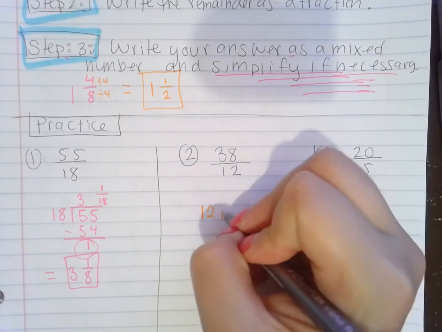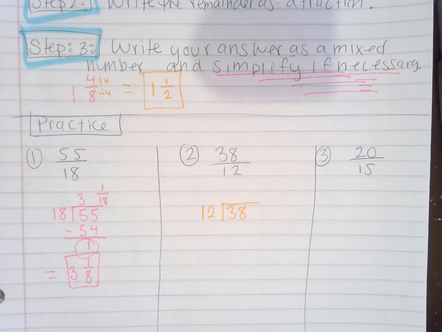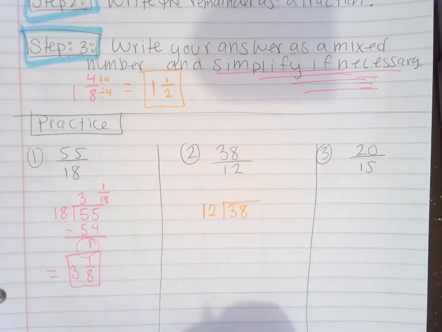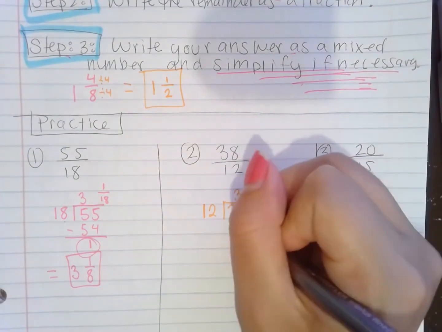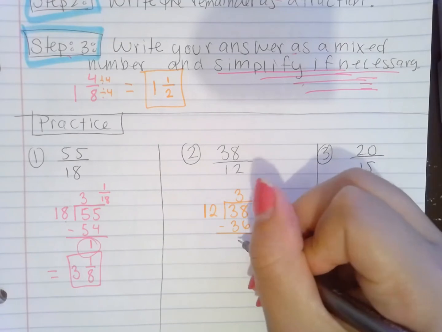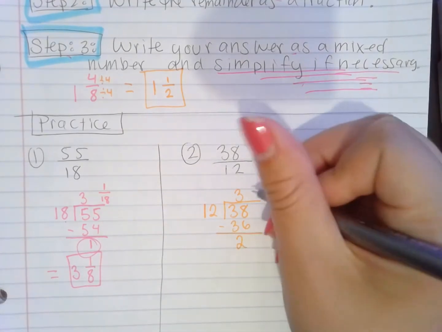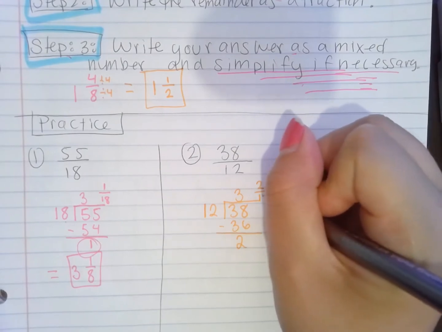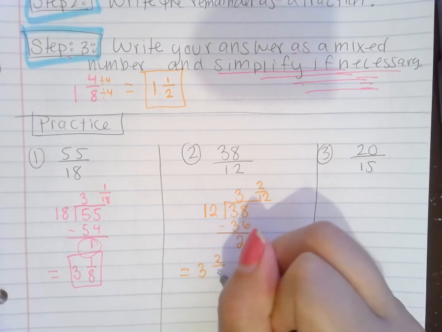We'll have 12 as our divisor and 38 is our dividend. How many times does 12 go into 38? Well, I know 12 times 1 is 12, 12 times 2 is 24, and 12 times 3 is 36. So I can put a 3 here. 36. 38 minus 36, that's just going to leave me with 2. And there's nothing else that I can do, so my remainder is going to be 2 over 12. And so in this case, I'm going to have 3 and 2 over 12.